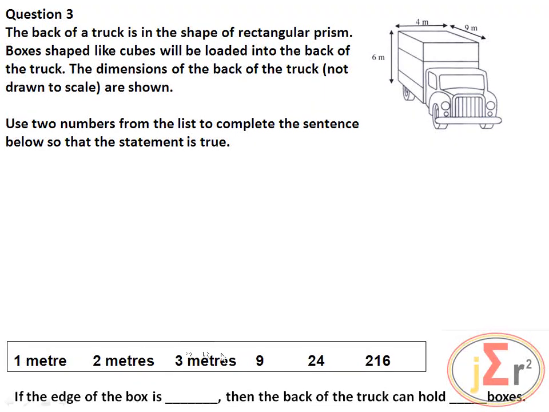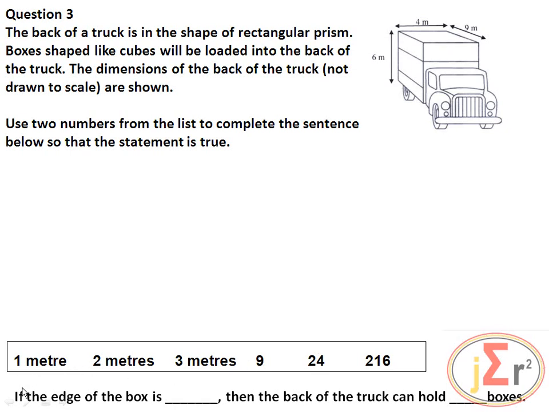So here we have the list and the statement that we are attempting to cause to be true. For it to be true, we will make use of the boxes, which are cubes, and the edge of each cube is given right here, and with the edge of the cube we have numbers which will represent the number of cubes that are able to be loaded in the back of the truck.